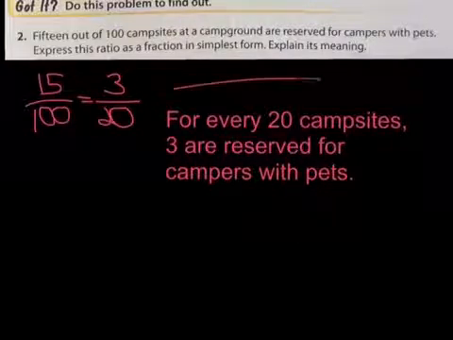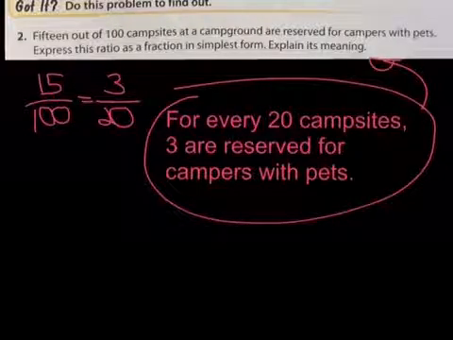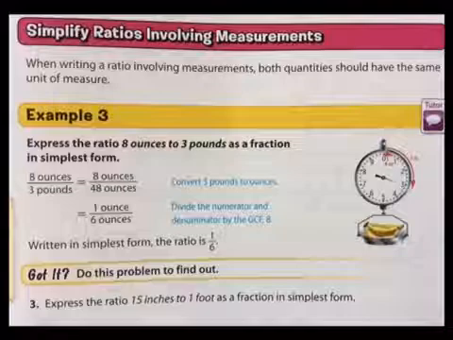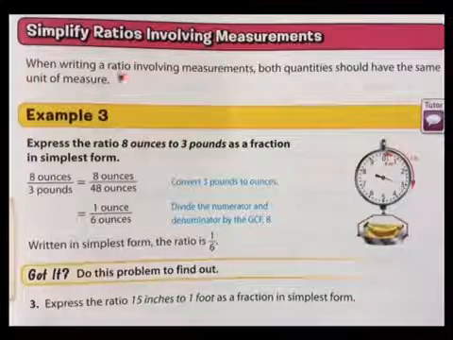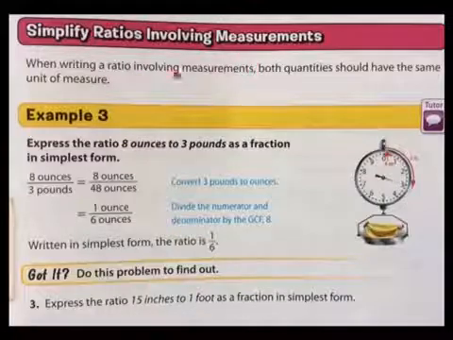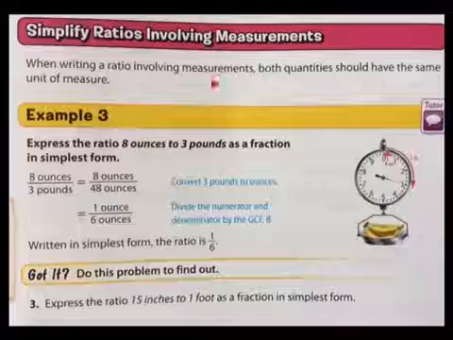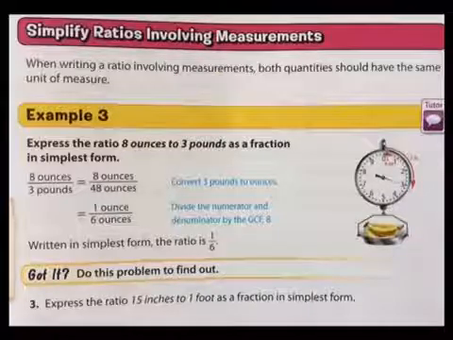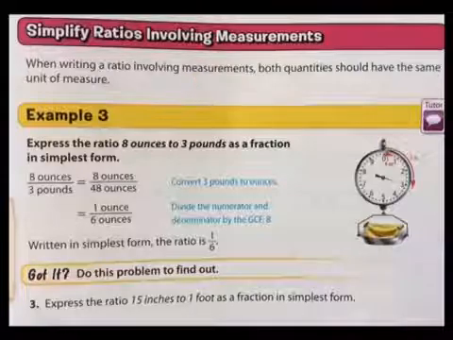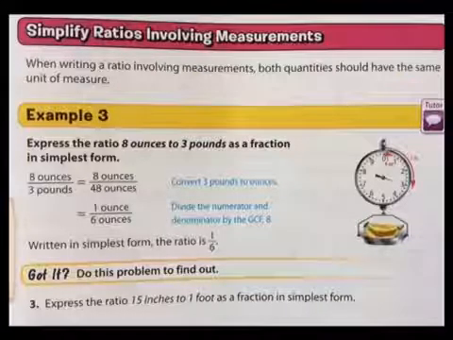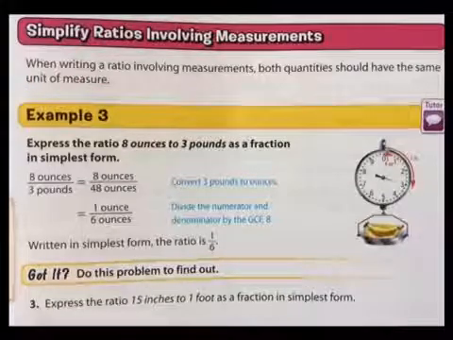Again, this is another key answer. Please copy it right below the question. Now this is very important, okay? Make sure that you keep note of this. When writing a ratio involving measurements, units of measurement such as meters or even miles, kilometers, if it's standard or US customary, or metric, both quantities should have the same unit of measurement. Make sure that you convert it so that they both have the same unit of measurement.